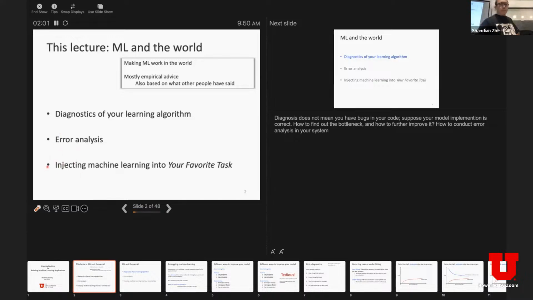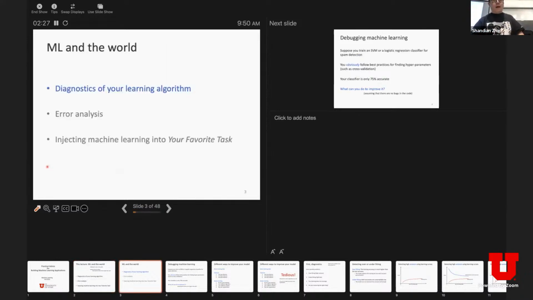The third one is how we inject machine learning into your task. We talk about two ways of doing that. One is more linear, which is not favored in practice. The other is like a big dirty job, which sounds not very elegant, but that is the realistic way of doing machine learning development in industry or in the real world.